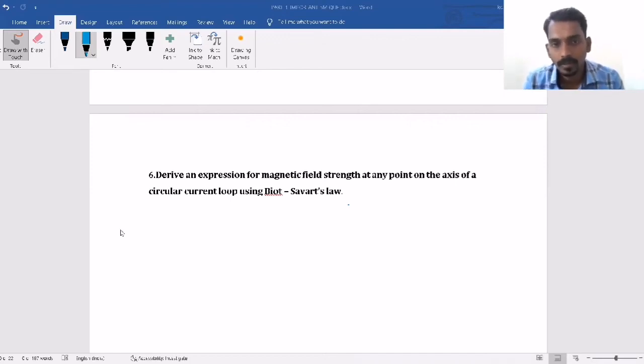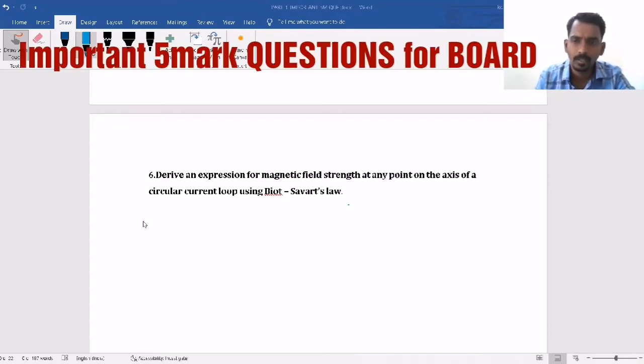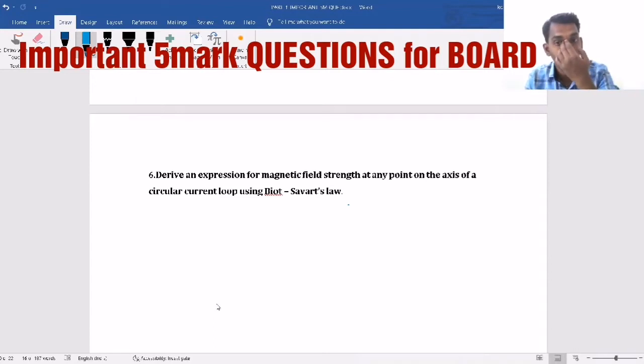Now we are going to study the remaining five more questions, five mark questions. Now the very first question is, derive an expression for magnetic field strength at any point on the axis of a current carrying loop using Biot-Savart's law.